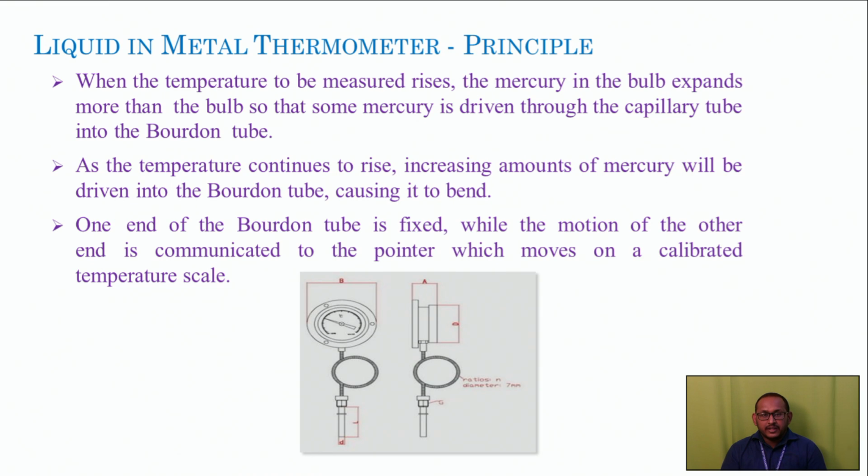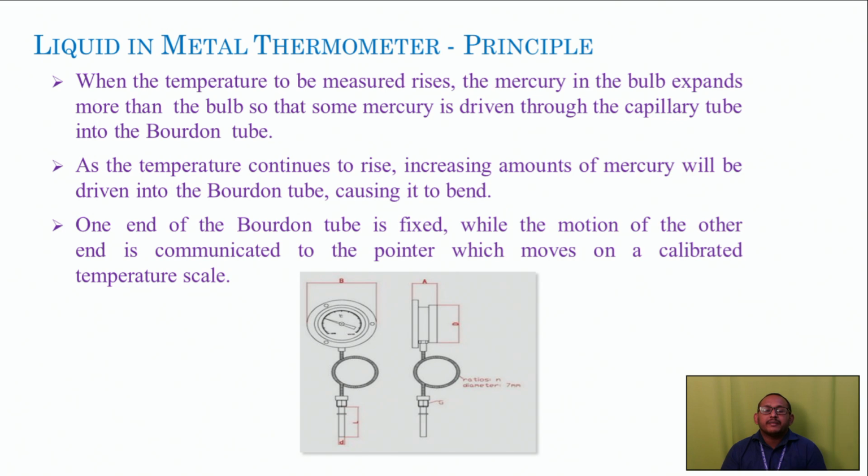Now we can see the working principle of the liquid in metal thermometer. When the temperature rises, the mercury in the bulb will expand more than the bulb, so some mercury will be driven through the capillary tube, and it will reach the Bourdon tube. As the temperature continues to rise, an increasing amount of mercury will be driven into the Bourdon tube, and it will cause the Bourdon tube to bend.